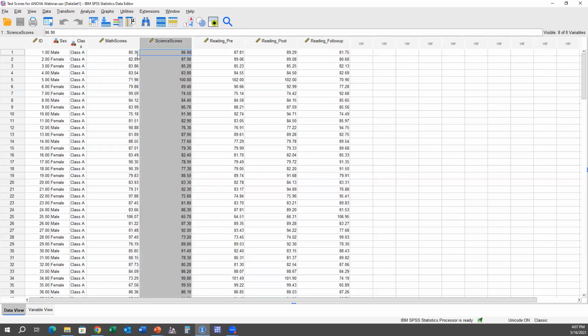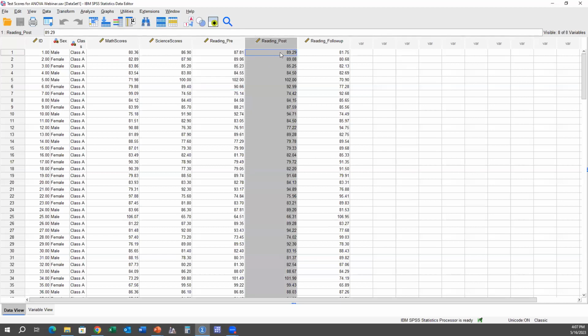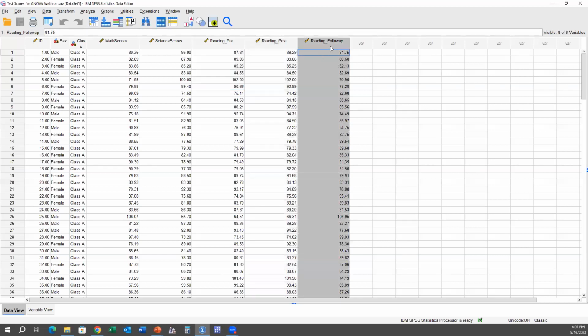Math and science were collected only once at the end of the school year, whereas reading was collected three times. It was collected at the pre-test at the beginning of the year, at the midpoint of the year, and then at the end of the year. So we have three different measurements for reading, and one for math and one for science.